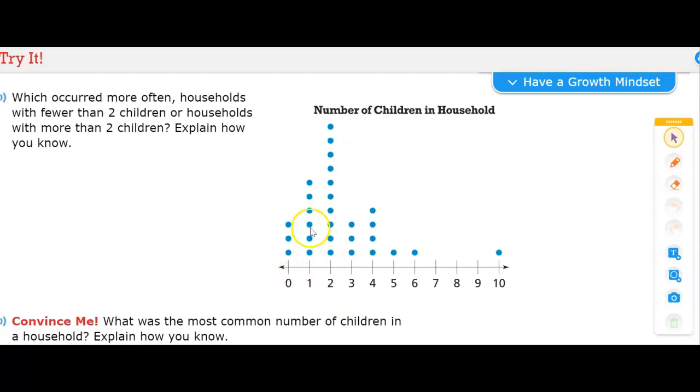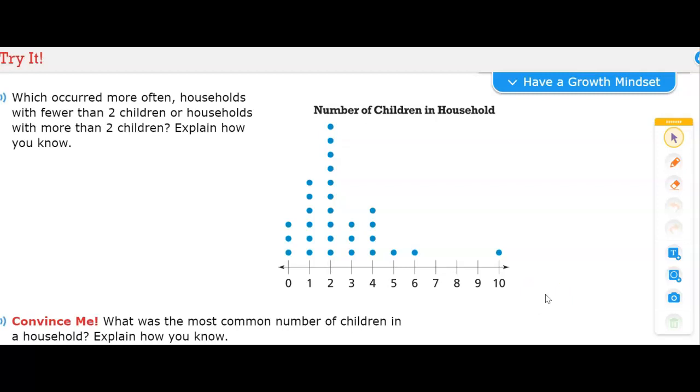So there's 1, 2, 3, 4, 5, 6, 7, 8, 9 dots to the left of 2. So there are 9 households with fewer than 2 children. Then the next is more than 2 children. So we look to the right of 2 children. And we have 1, 2, 3, 4, 5, 6, 7, 8, 9, and 10. So there are 10 dots, or 10 households, with more than 2 children.